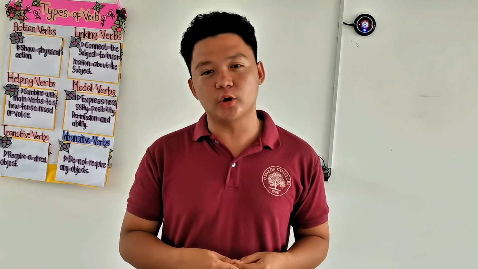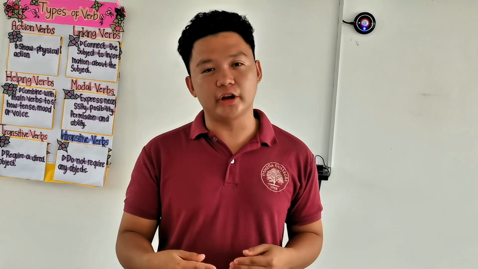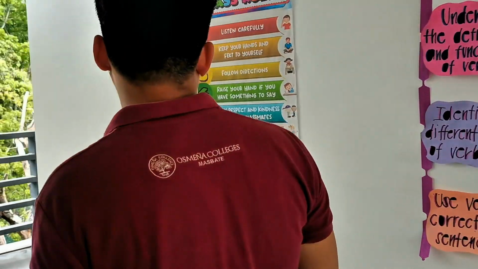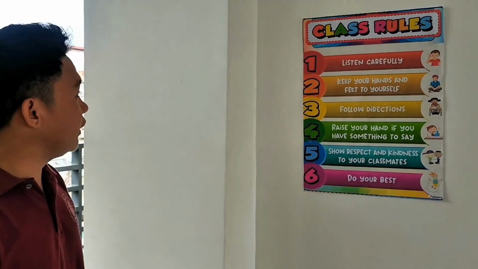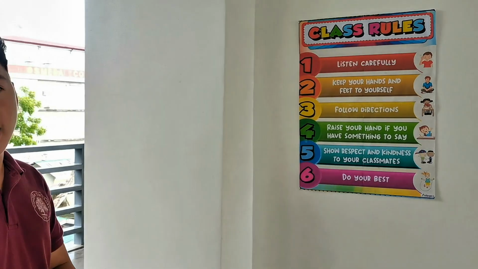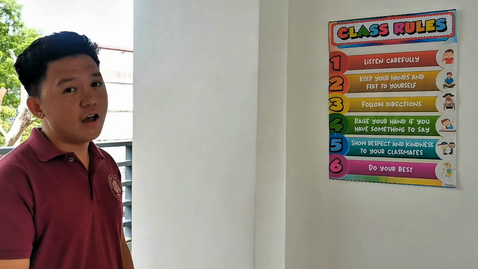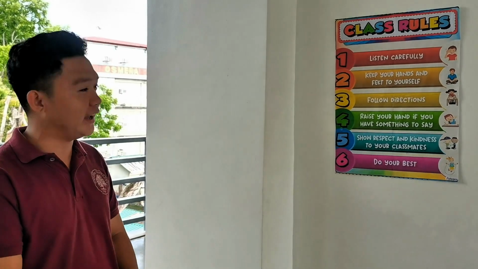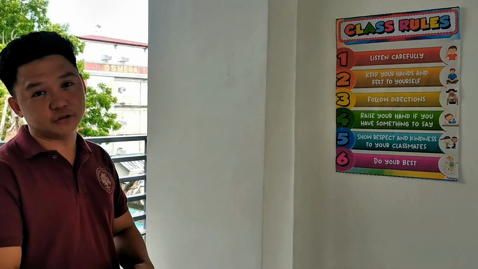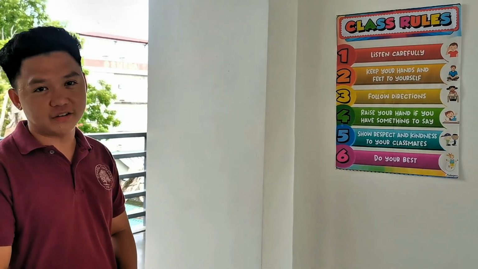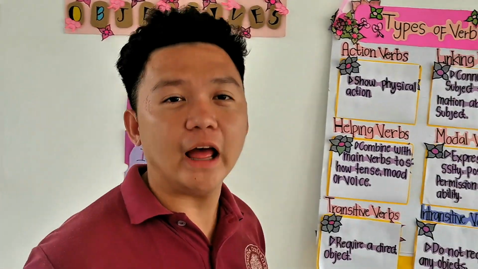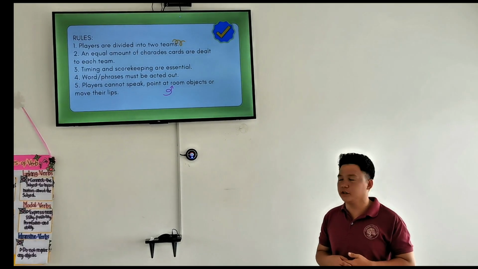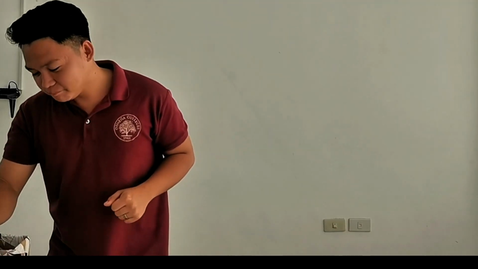But before we proceed to our discussion, let's have a short activity. And before we proceed, here are our class rules. Number 1, listen carefully. Number 2, keep your hands and feet to yourself. Number 3, follow the directions. Number 4, raise your hand if you have something to say. Number 5, show respect and kindness to your classmates. Number 6, do your best. Let's have a short activity. And here are the rules of our activity. Okay, now let's start our activity.